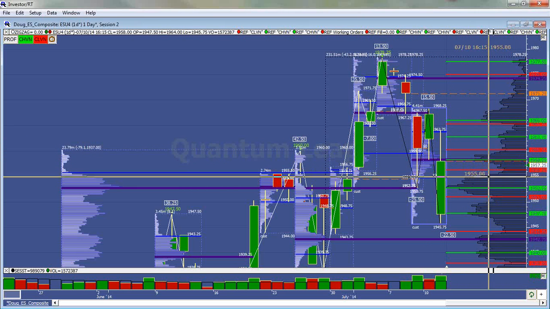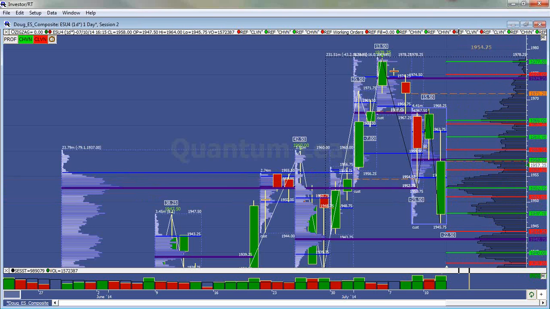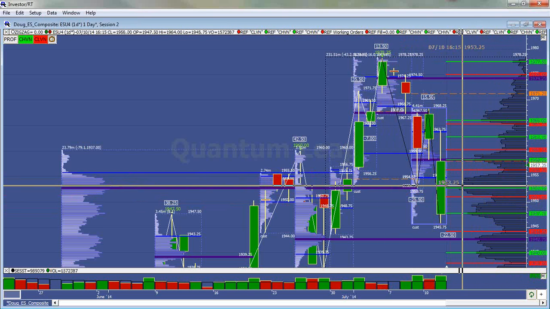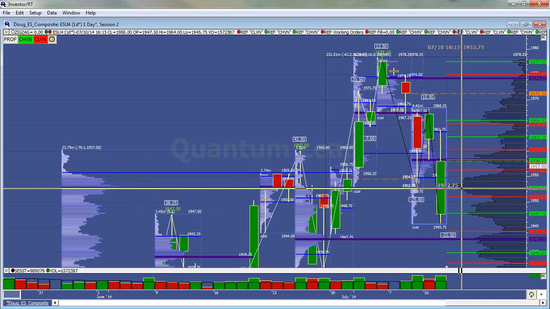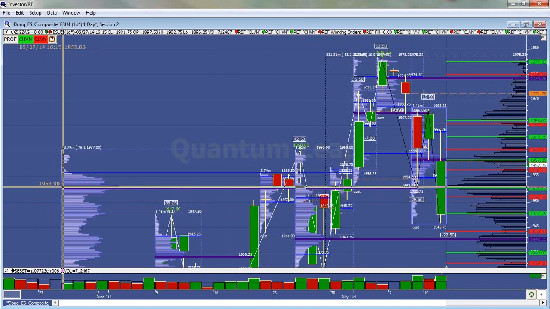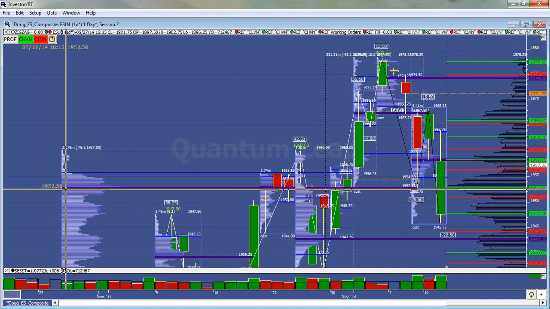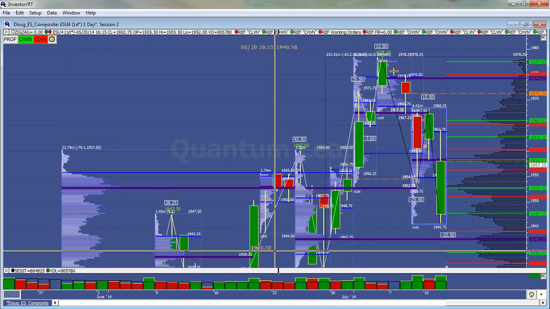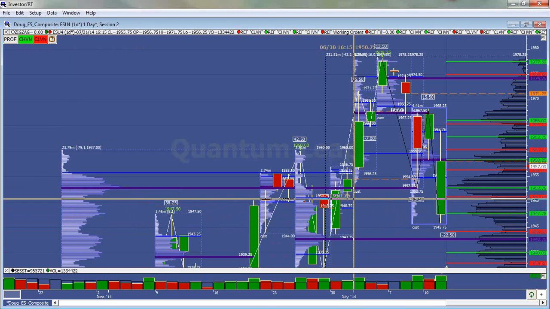If we get below the 56 and a quarter, then I'm expecting a rotational day inside and around this 1952.75. This 1952.75, remember, is the microcomposite VPOC going all the way back to 05.27 until we broke out up here.